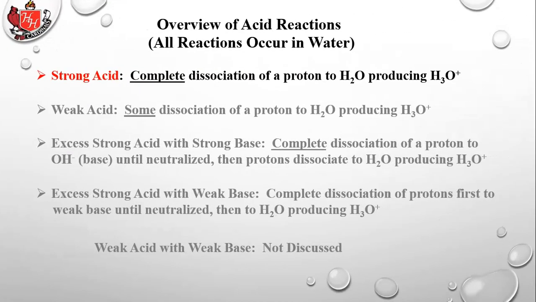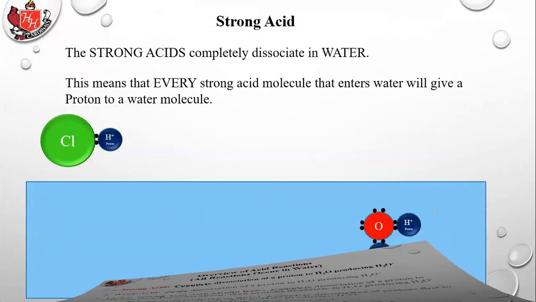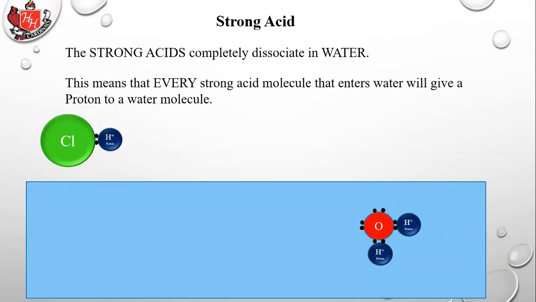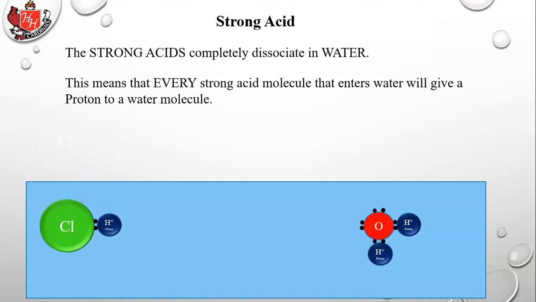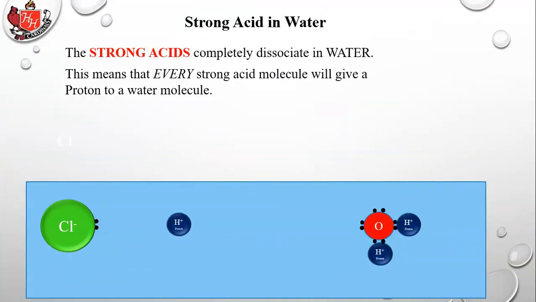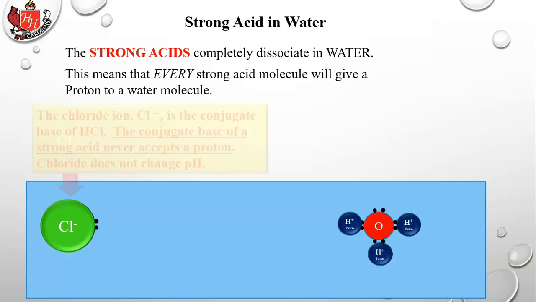Okay, first we're starting with the strong acid. We've really already seen this one in a previous lesson. Strong acids completely dissociate in water. This means that every strong acid molecule that enters the water will give a proton to a water molecule. So there we drop the hydrochloric acid, HCl, into the water, and the proton moves over to the water molecule, creating an H3O+ hydronium ion. That's what defines an acidic solution.